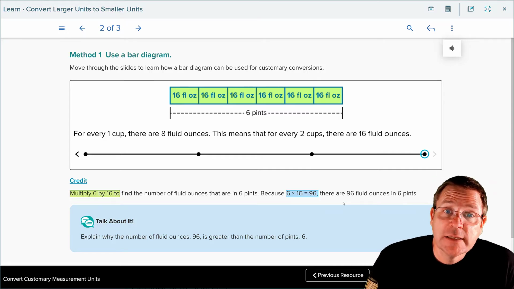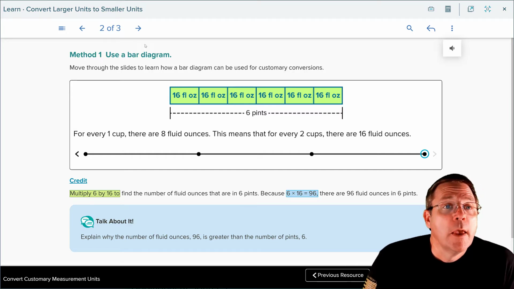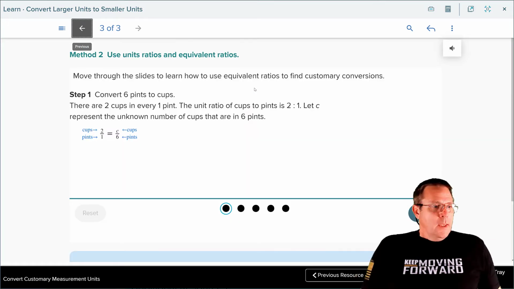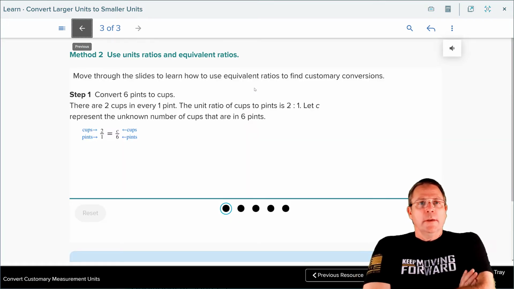I dare say that's a lot greater than the 6 that they had in the think about it. From here, we're going to move forward, and we're going to look at another way of doing this.